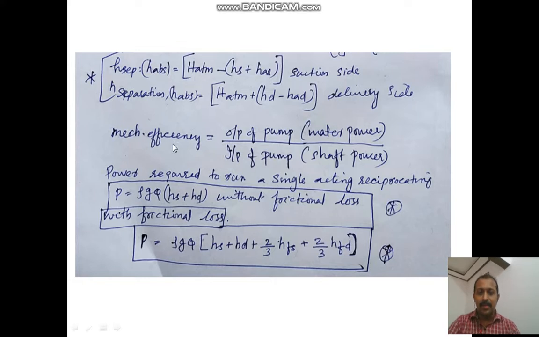Then the mechanical efficiency is output of pump divided by input of pump, that is water power by shaft power. The power required to run a single acting reciprocating pump is P equal to rho g Q into HS plus HD. Already we discussed this, and this is without considering friction loss. If you are considering the friction loss, you can use this equation. This is not much important, but this one is very important and you have to study this equation very well.